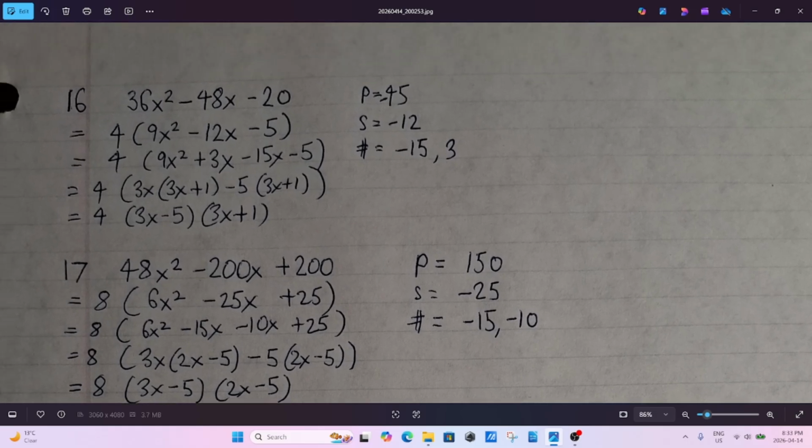Question 16. We factor out a common 4 from all the terms, and then the product becomes negative 45, and the sum is negative 12, and the numbers are negative 15 and 3. Then we continue to factor from the first two terms and the last two terms, and then we find the common factor of 3x plus 1, so it becomes 4 times 3x plus 5 times 3x plus 1.